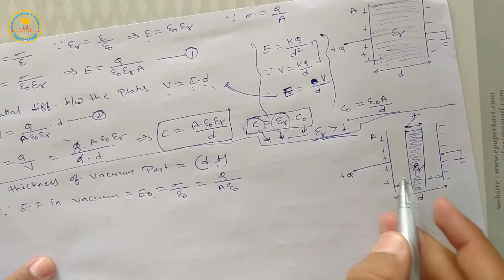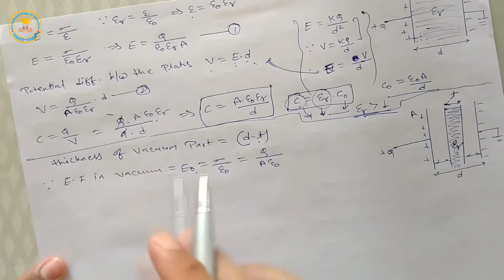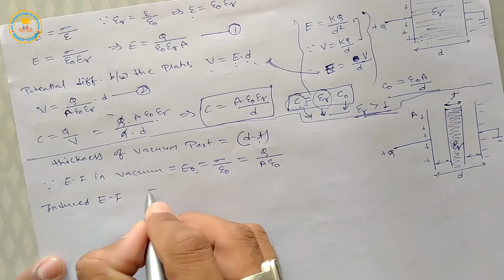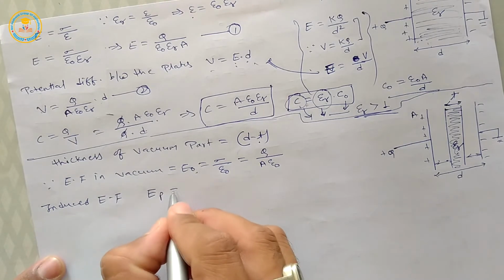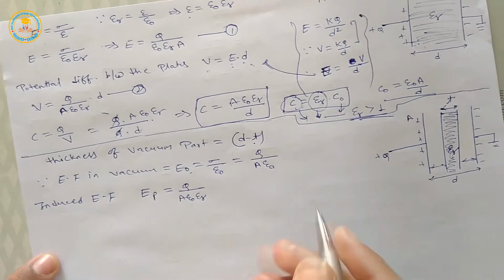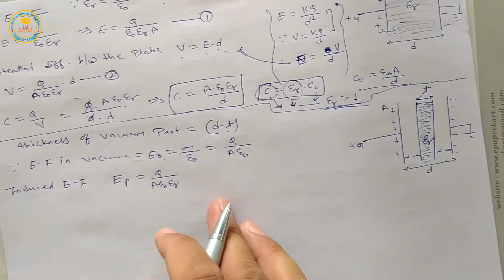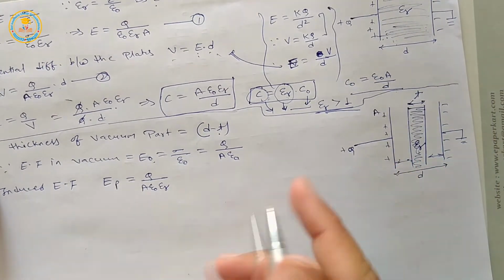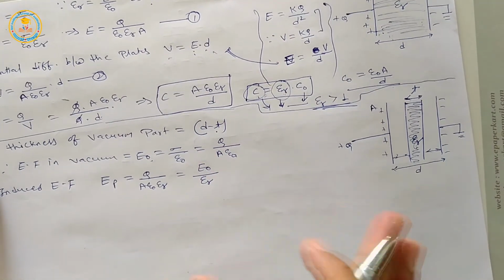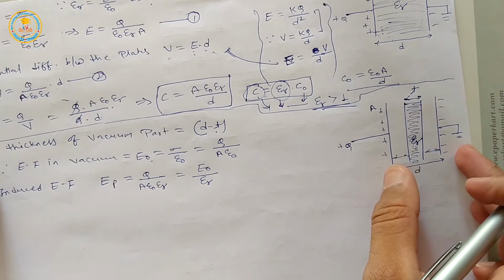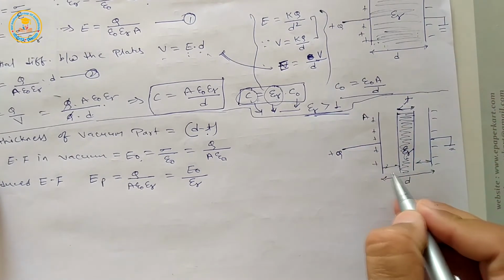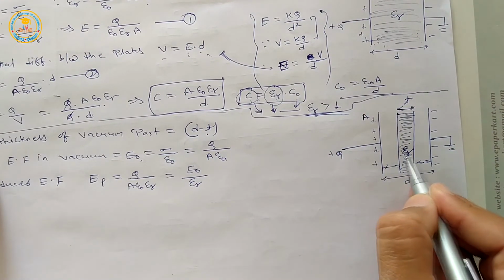And the induced electric field in the dielectric medium, which is represented by Ep, is equal to Q upon A epsilon naught epsilon R. It means it is 1 upon epsilon R times the electric field in vacuum, that is E naught upon epsilon R. So the potential difference between the plates of the capacitor is equal to the algebraic sum of the potential difference in vacuum and the potential difference in the medium.